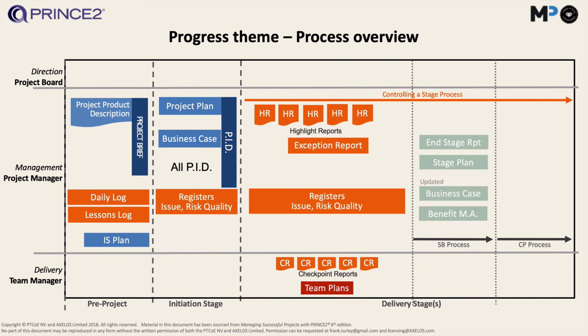Okay. And then at the end of every stage, the project manager will create these documents. They will update the business case and the benefits management review document, because we want to see how we're progressing with the business case and the benefits. And the end-stage report gives an overview on the last stage, how it went, how the project is progressing. And then we plan the next stage, and we will then report on that at the end of the next stage as well. So that's why it's a progress document.